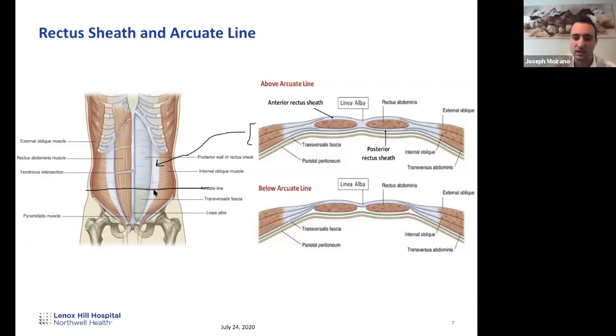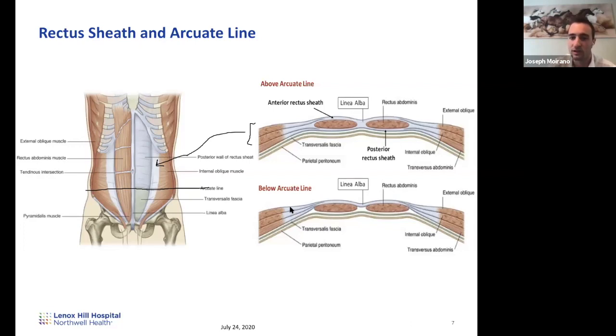And then the big change that happens when you go underneath the arcuate line here is that now all of these fascial layers from all of these muscles are actually going to be going above the rectus abdominis. So there's going to be a change in how these fascial layers are oriented.